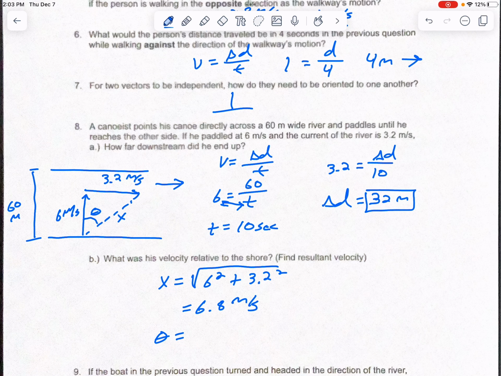So the only one that uses opposite and adjacent is tangent. Okay, so remember you got to do inverse tangent of opposite over adjacent. So you're going to do that 3.2 over 6. And we're going to say it comes out to be 28.07 degrees. Now, I went north here and east.